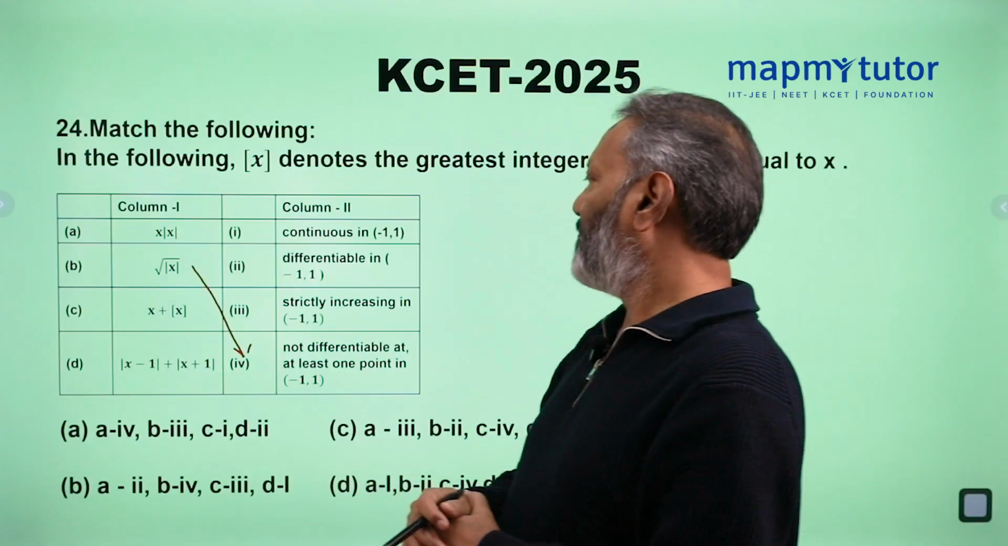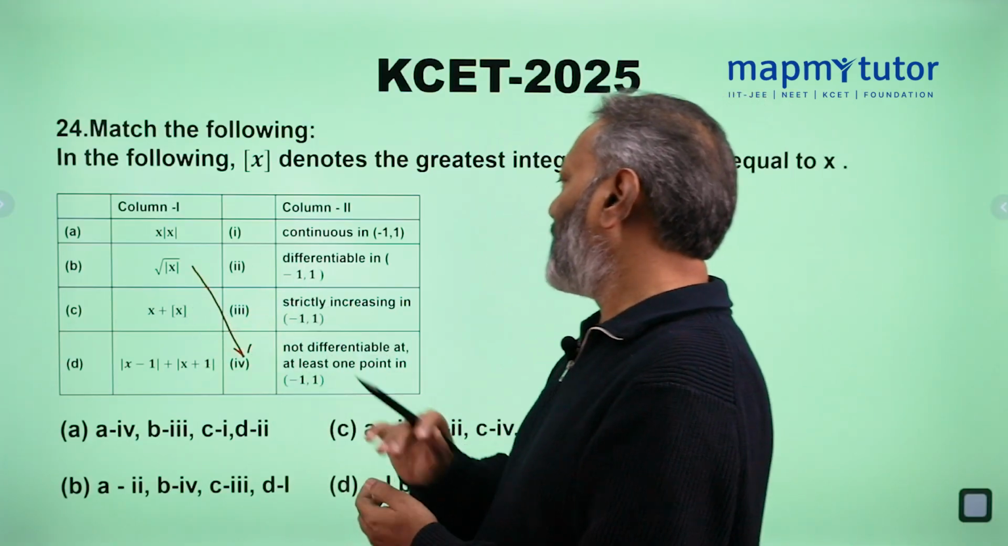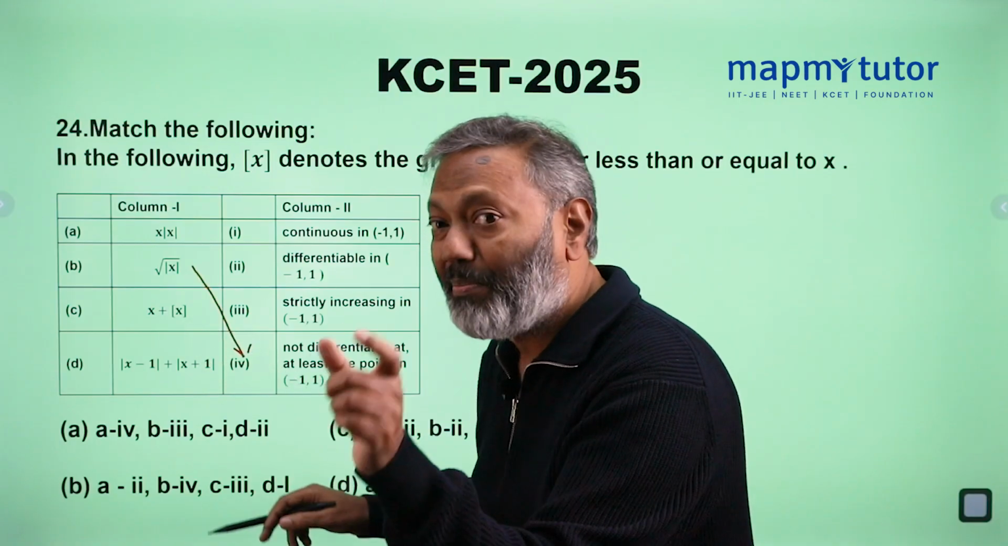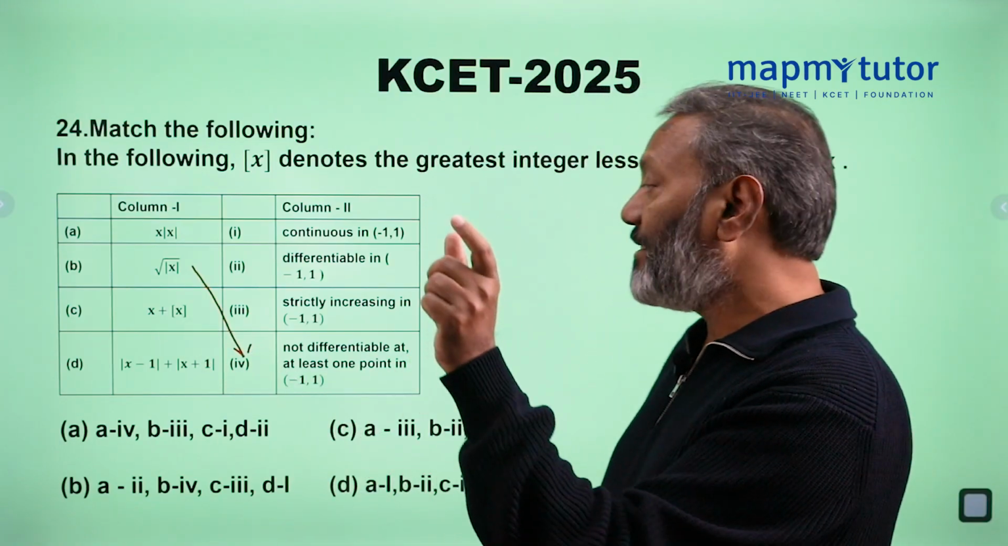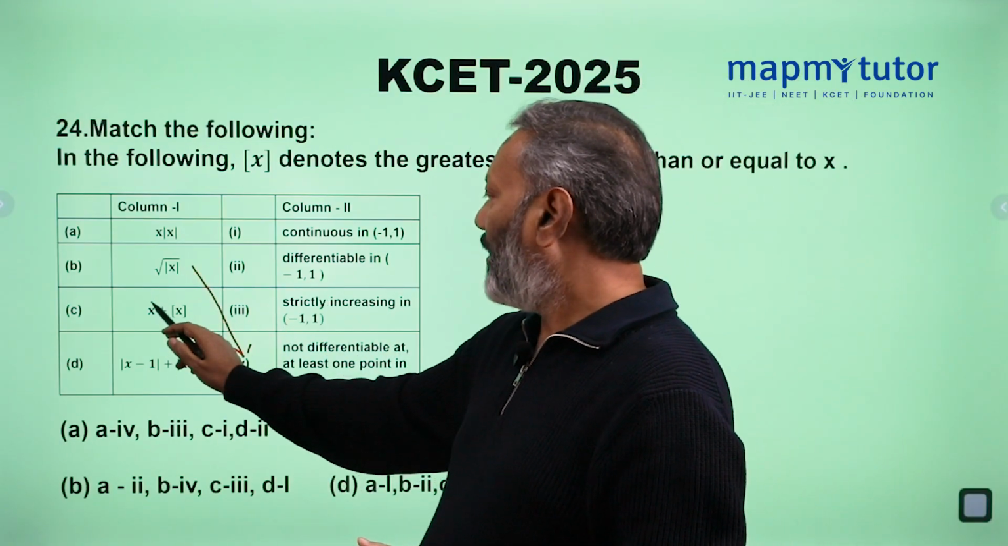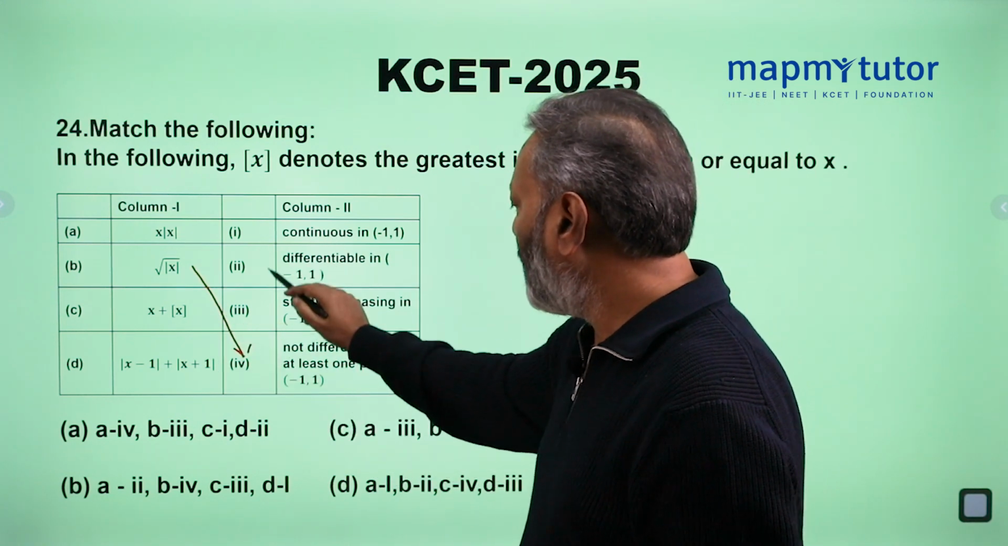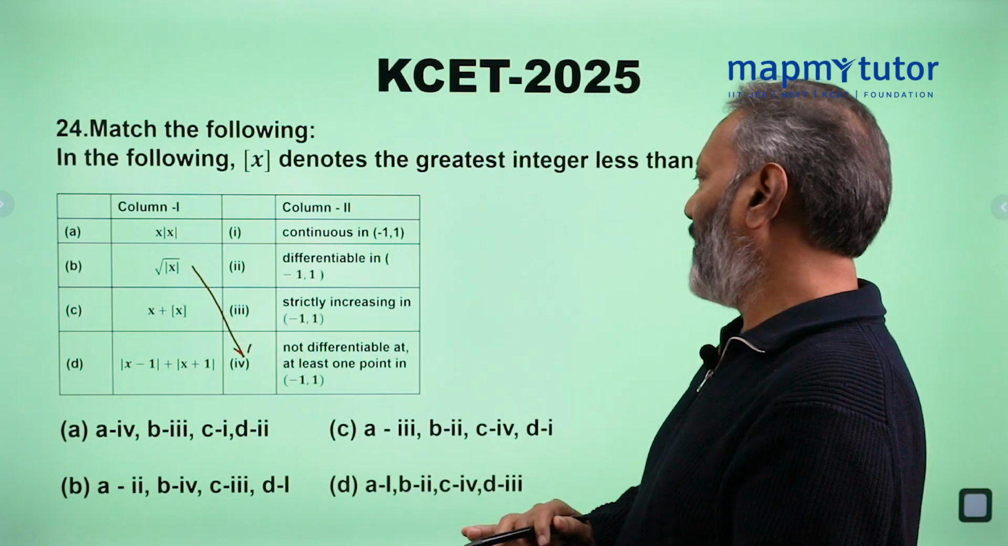x plus step x. So x is a linear function. I am calling it step x. What is that? Greatest integer function. Okay. So x plus step x, is it continuous, differentiable? What are left? 1, 2, 3 are left.